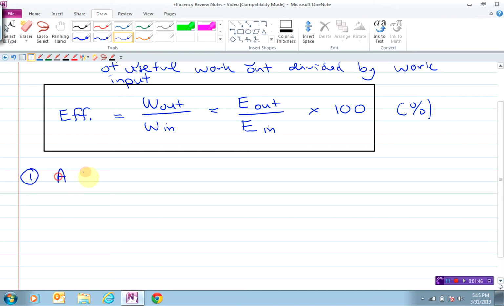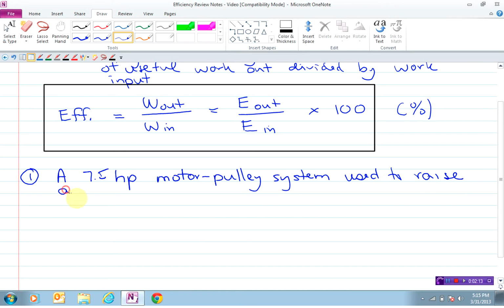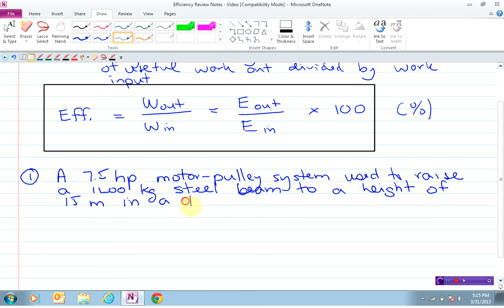Let's say that we have a 7.5 horsepower motor pulley system, and it's going to be used to raise a 1200 kilogram steel beam to a height of 15 meters in a time of 45 seconds. And the question is, what is the efficiency?